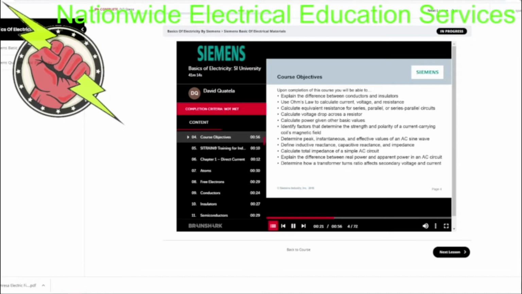a resistor, calculate power given other basic values, identify factors that determine the strength and polarity of a current carrying coil's magnetic field, determine peak, instantaneous, and effective values of an AC sine wave, define inductive reactance, capacitive reactance, and impedance, calculate total impedance of a simple AC circuit, explain the difference between real power and apparent power in an AC circuit, and finally, determine how a transformer turns ratio affects secondary voltage and current.